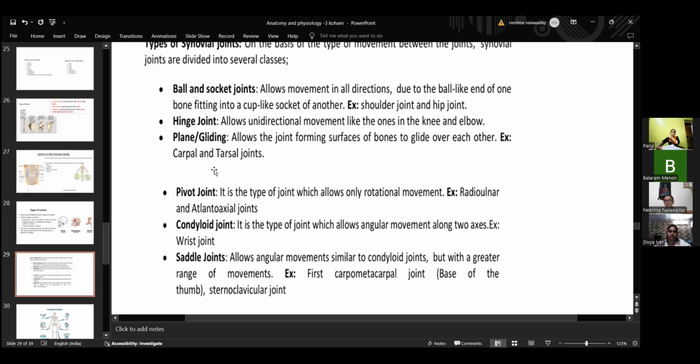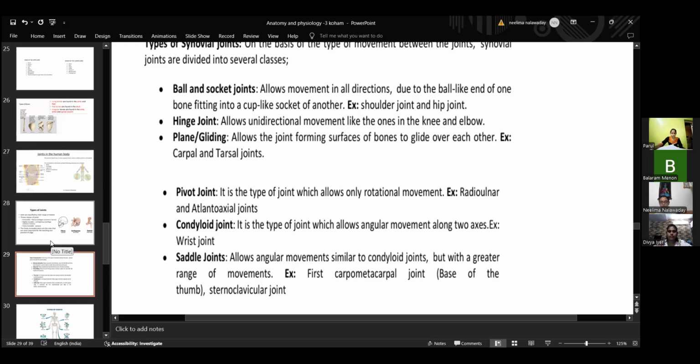A pivot joint is the type of joint which allows only rotational movement. One end of that joint is fixed and the other end rotates, like the skull sitting on the atlantoaxial joint, at the first and second cervical vertebra. Remember that we saw this already.